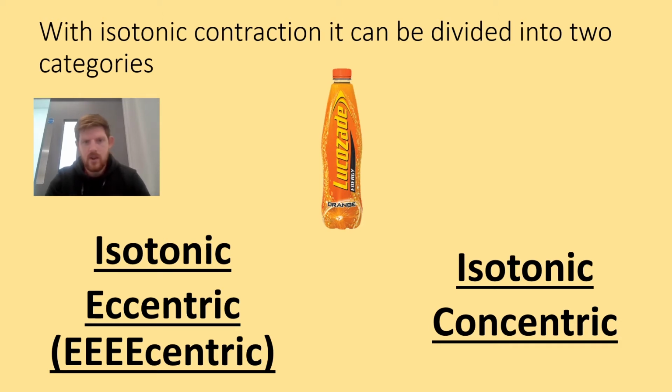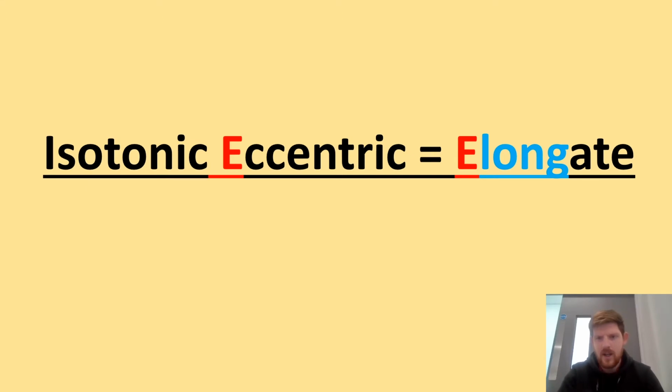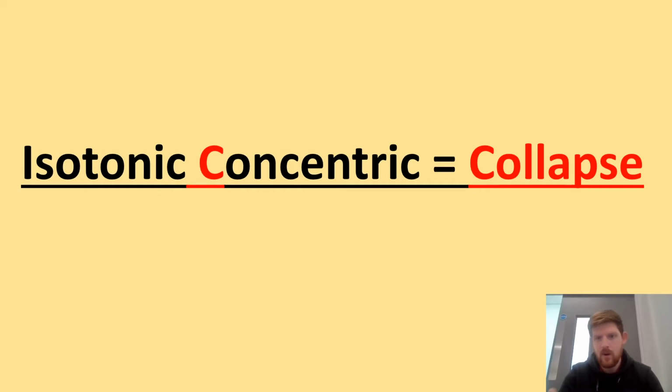If it's going longer, we think of eccentric, elongate, so something getting longer, and that's isotonic eccentric. So isotonic meaning there's movement, and the movement that's happening is it's getting longer, isotonic eccentric. The opposite one being isotonic concentric, and the way that we remember that is concentric starts with a C, same as collapse, and when something collapses it gets smaller. So it's isotonic concentric, meaning it gets smaller, isotonic eccentric, meaning it gets larger.